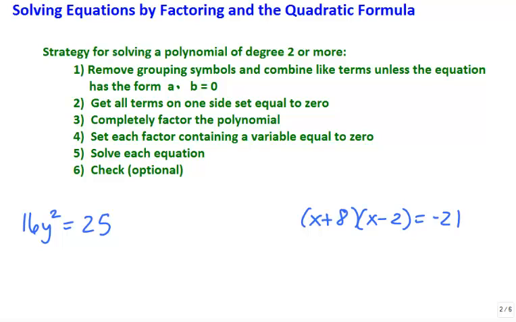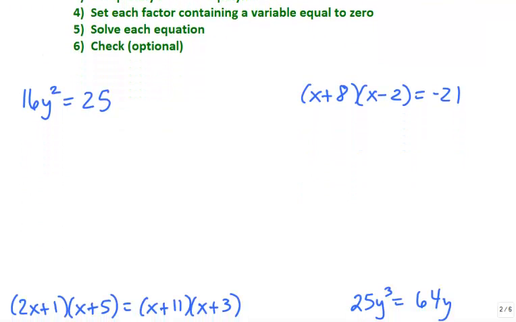So for example, if we have 16y squared equals 25, our step one in solving an equation like this is going to be to set it to 0 by moving terms over to one side of the equation. Now I'm going to leave the 16y squared where it is and just move the 25 over to the left side by subtracting it. So this would become 16y squared minus 25 equals 0.